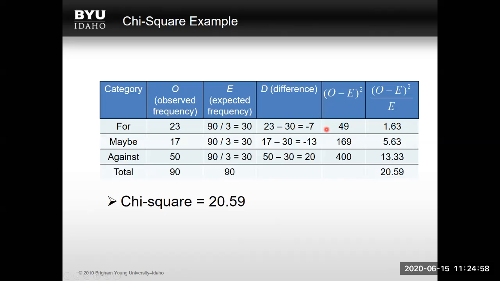23 minus 30 is negative 7. I square that, I get 49. 17 minus 30, negative 13. 50 minus 30, 20. I square each of those, right? Then I divide these each by 30. Then I add them up, and I get 20.59. So this is bigger than 5.99. So I reject the null hypothesis and I say, nope, those are not all equal to each other.